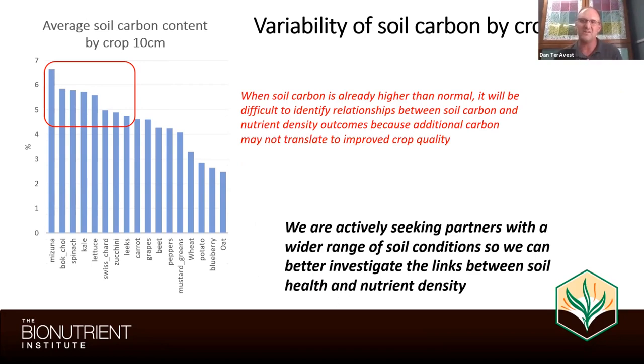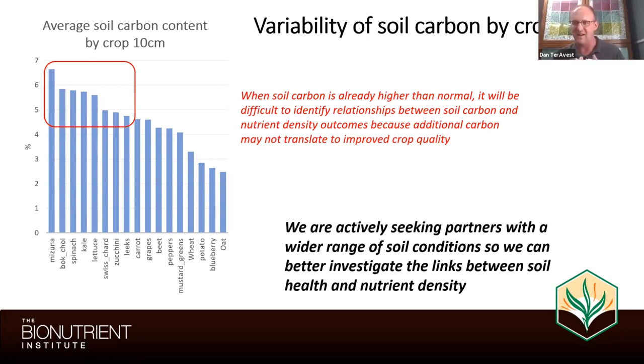And so, especially in 2021, this has really been a target of our recruitment of partners. We're looking for partners who have a wider range of soil conditions and management histories. A lot of our recruitment has always been volunteer-based, people who are part of the Bionutrient Food Association or other regenerative agriculture groups. They're already really thinking about regen ag, and so we tend to have people who are already practicing a lot of the things that people talk about on these types of sessions.